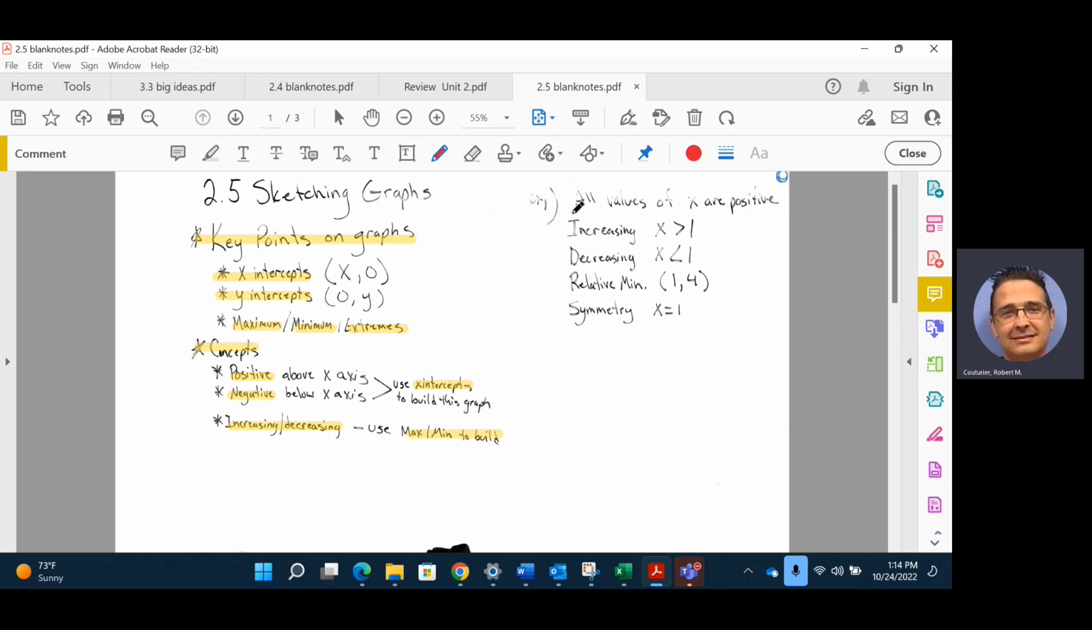This first one, in example 1, says all values of x are positive. So again, when we're dealing with positive or negative, we're dealing with the x-axis here. So they're telling us that everything in this first graph is going to be above our x-axis. So we don't even need the whole Cartesian plane. We just need quadrants 1 and 2. Now, what else are we going to be doing here? It's saying the graph is going to be increasing when x is greater than 1. So let's get some reference points in here.